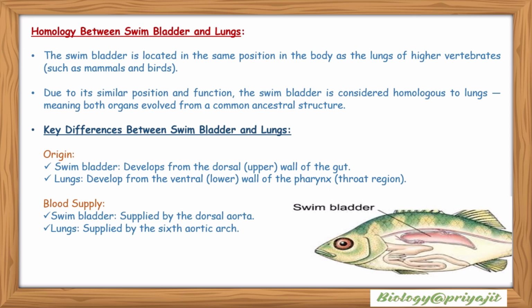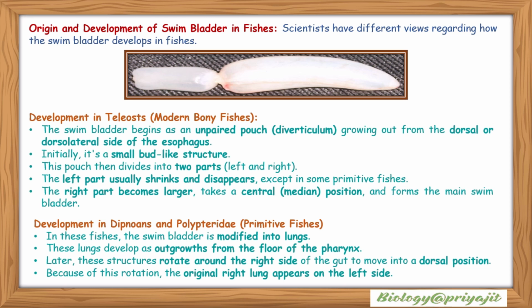Key differences between swim bladder and lungs. What is the origin? Swim bladder develops from the dorsal or upper wall of the gut or alimentary canal, and lungs develop from the ventral or lower wall of the pharynx, that is the throat region. Blood supply: swim bladder is supplied by the dorsal aorta and lungs are supplied by the sixth aortic arch.